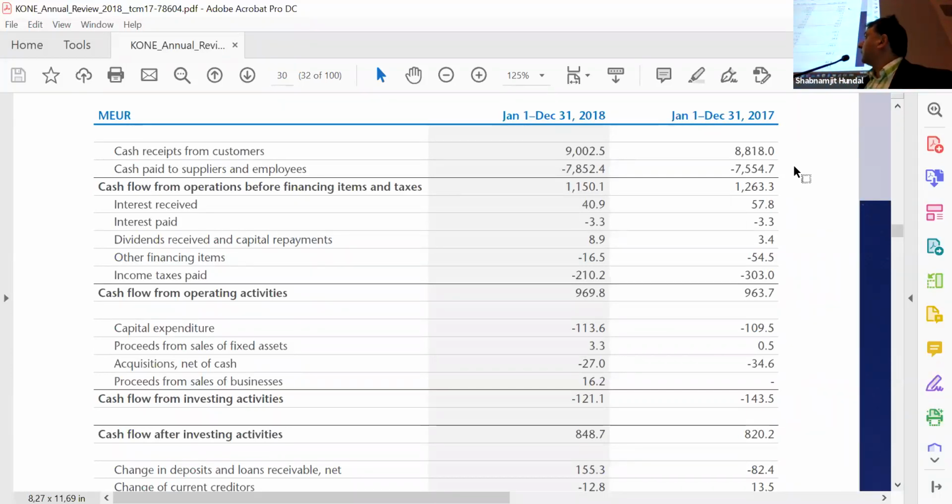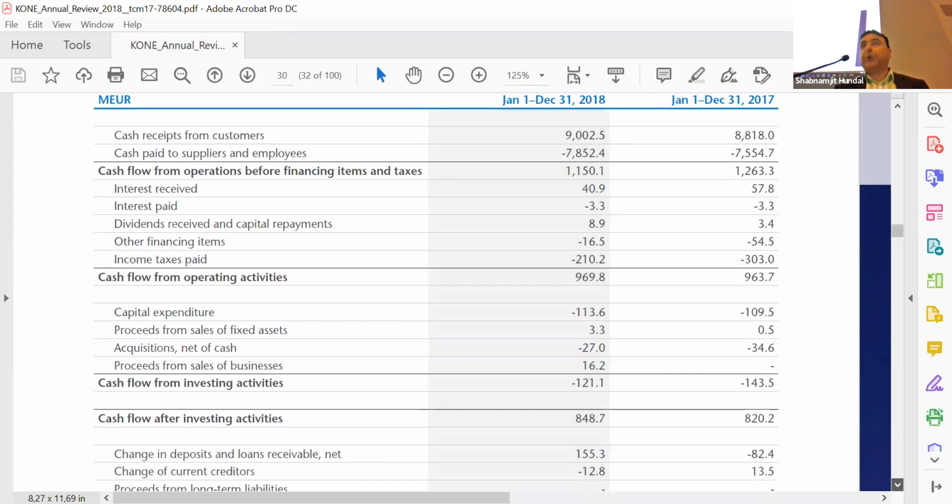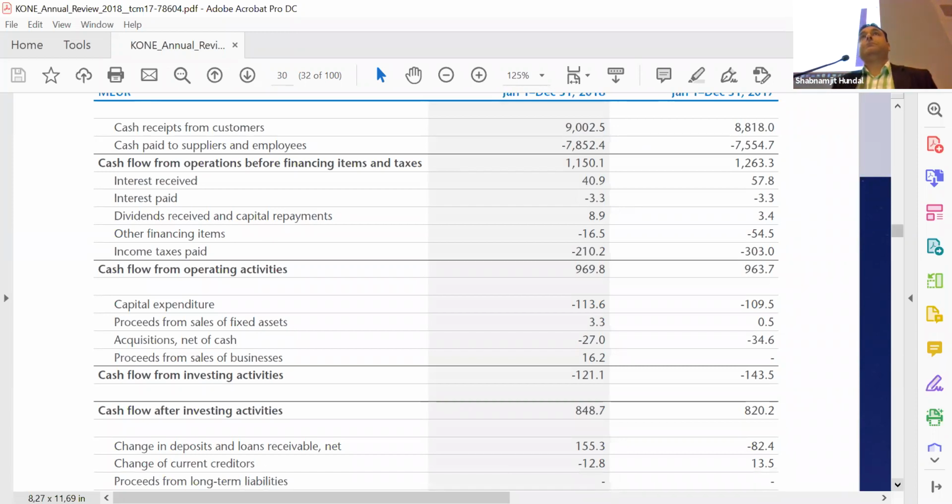And then cash flow from operating activities is this, and then capital expenditure, maybe you buy some new plant equipment, and that I explained already. So this is cash flow. It's very important for you to know that cash is not the profit, first of all. They are different phenomena.